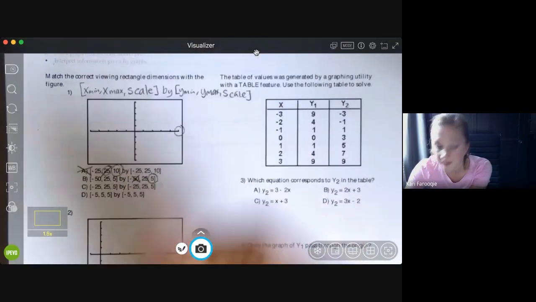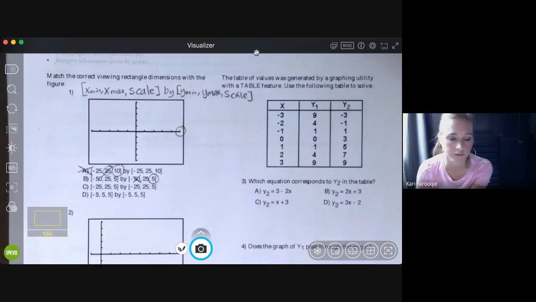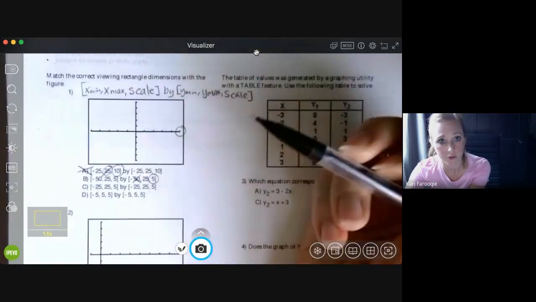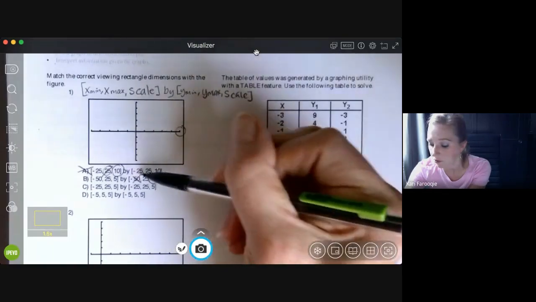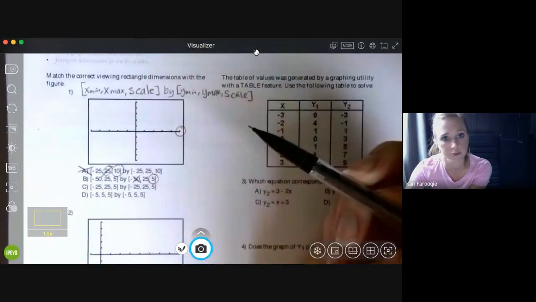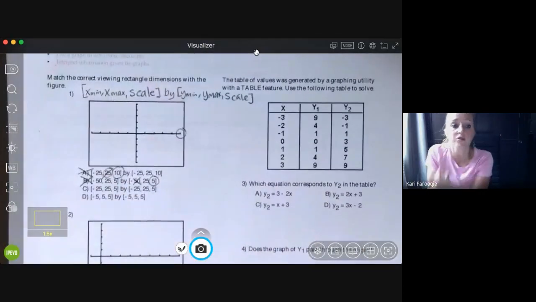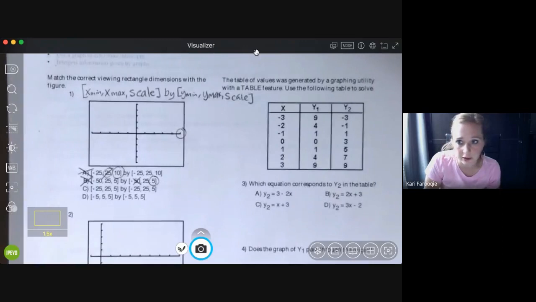So that can't be -50. The y minimum value would have to be the same as the y maximum value. And for this particular dimension that you're given in B, that's not the case. So we could say that B can't possibly be the correct viewing rectangle.